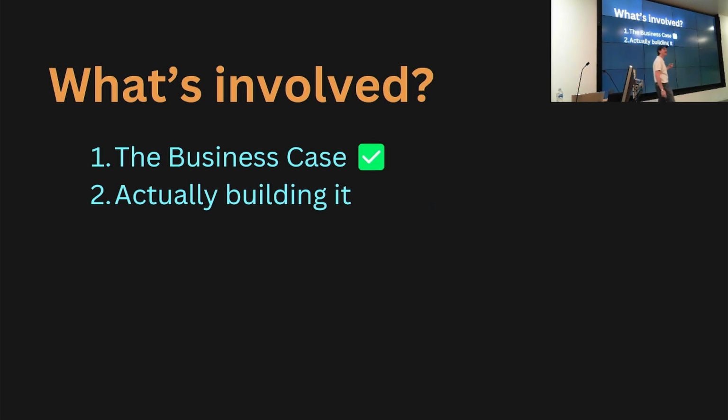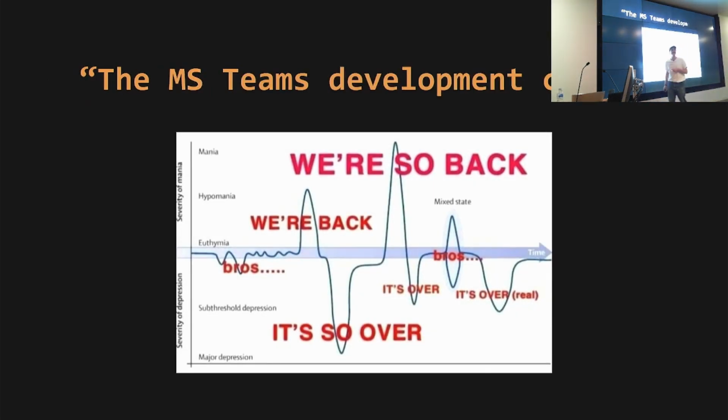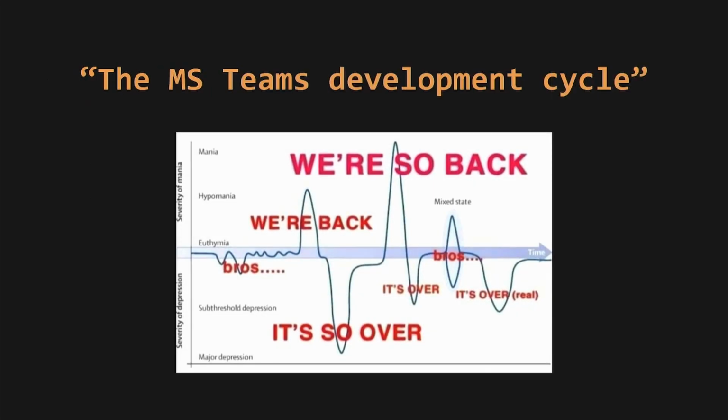So we know why we did it. We want to cut through the noise of email, get our notifications to our users in a place where they are. You can hear me without the speakers here? Yeah, cool. Now, how do we actually build it? And this is where I want to take you on something I like to refer to as the MS Teams development cycle, which is a roller coaster. It was full of lots of ups and downs.